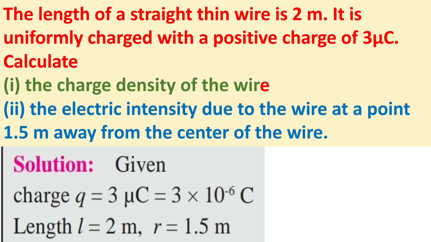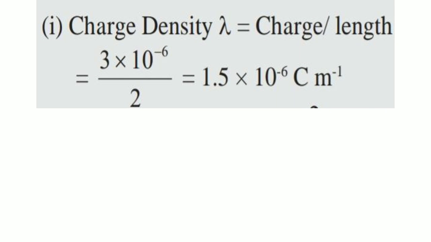Now the first thing we have to find is the charge density of the wire. Charge density is denoted as lambda, because it is a cylinder or a linear long infinite wire. So we have a linear charge density, and as we know, the linear charge density is nothing but charge per unit length. We have the charge and the length, so when we substitute these values, that is 3 into 10 raised to minus 6 upon 2, finally we have charge density lambda as 1.5 into 10 raised to minus 6 coulomb per meter.